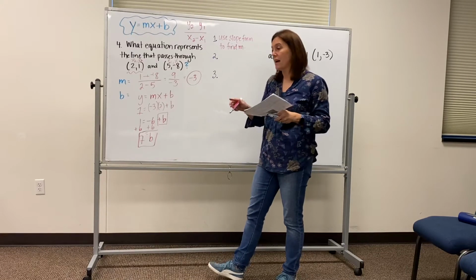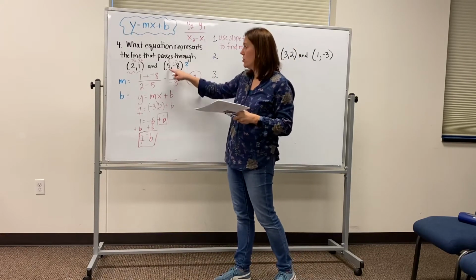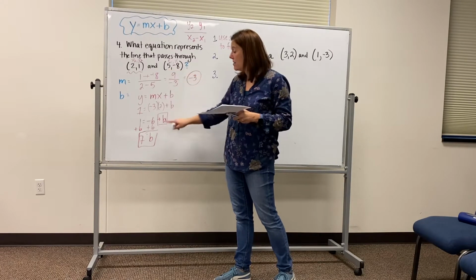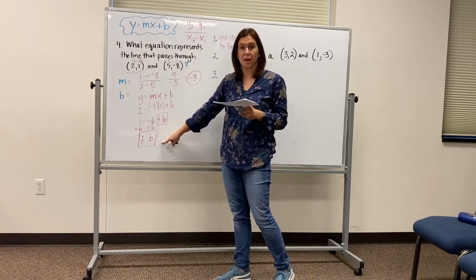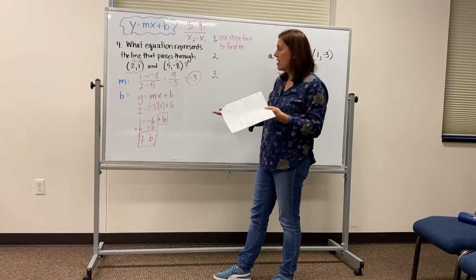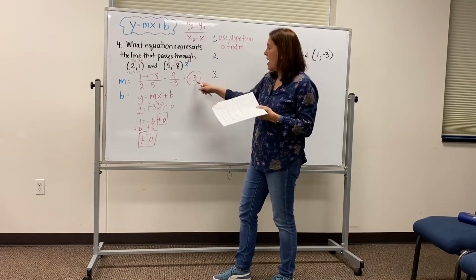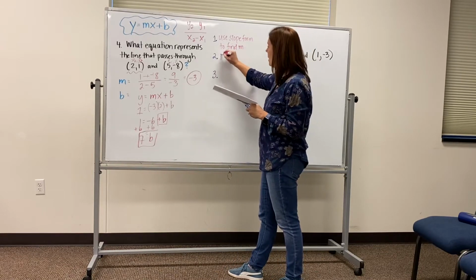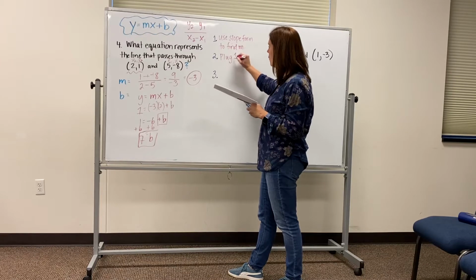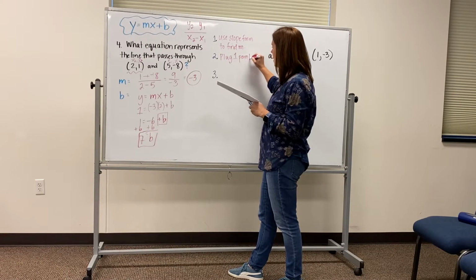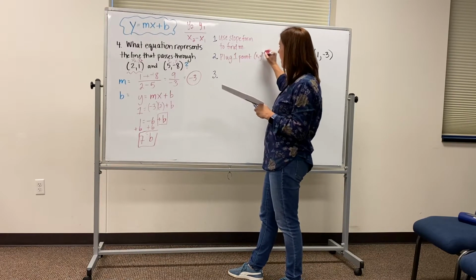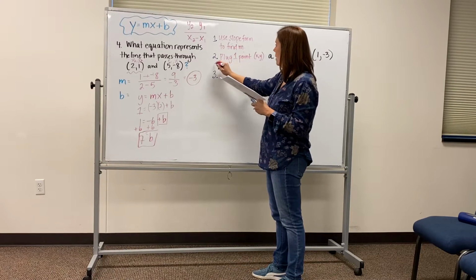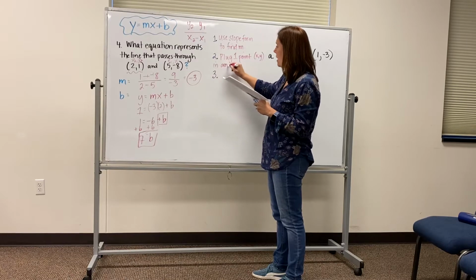Now remember I said it doesn't matter. If I would have chosen these terms first, or as my x and my y, I still would have gotten 7 for my b. Well, now that I have my m and my b, first of all, let me write in my second step, to plug 1 point, and that's my x comma y, in, and solve for b.